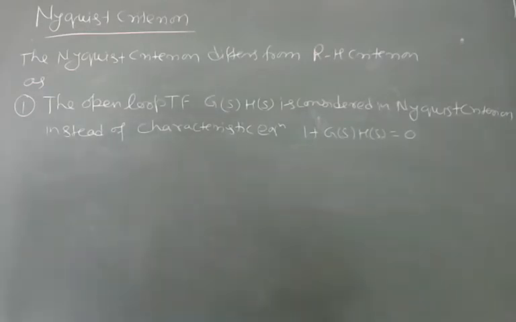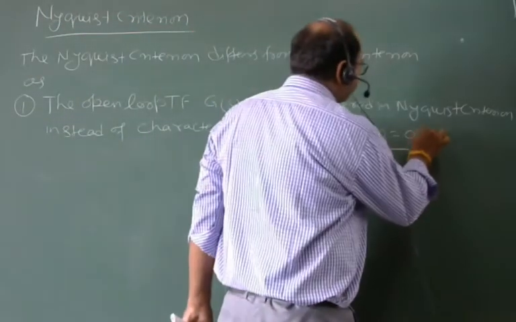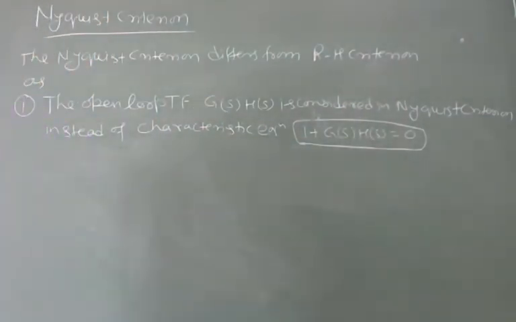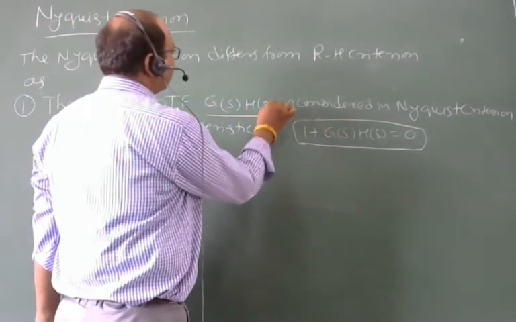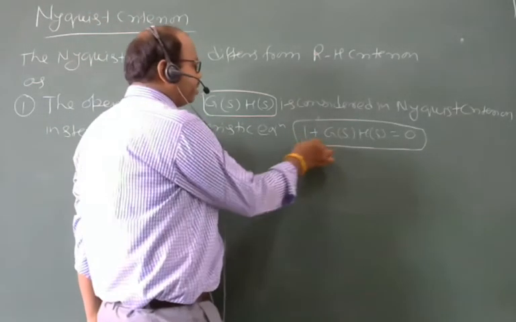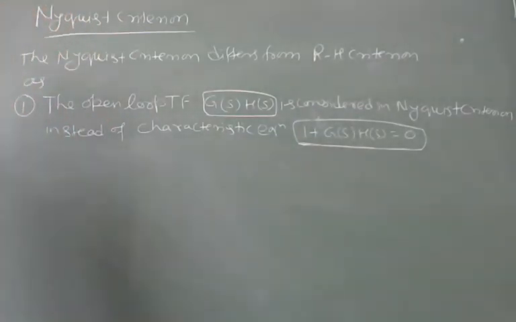In RH criteria, we use the characteristic equation 1 + G(s)H(s) = 0, which enhances the complexity in computation. But in Nyquist criteria, we use the open loop transfer function, just G(s)H(s). Right? Only G(s)H(s) is considered in Nyquist criteria instead of the characteristic equation. Right?